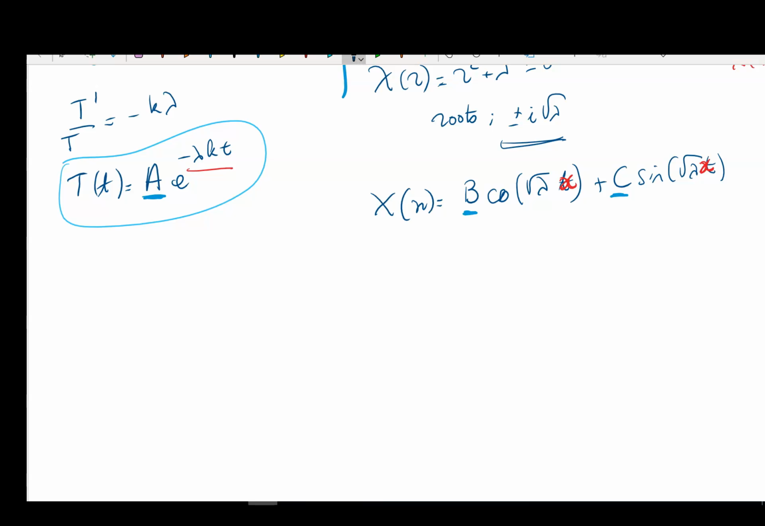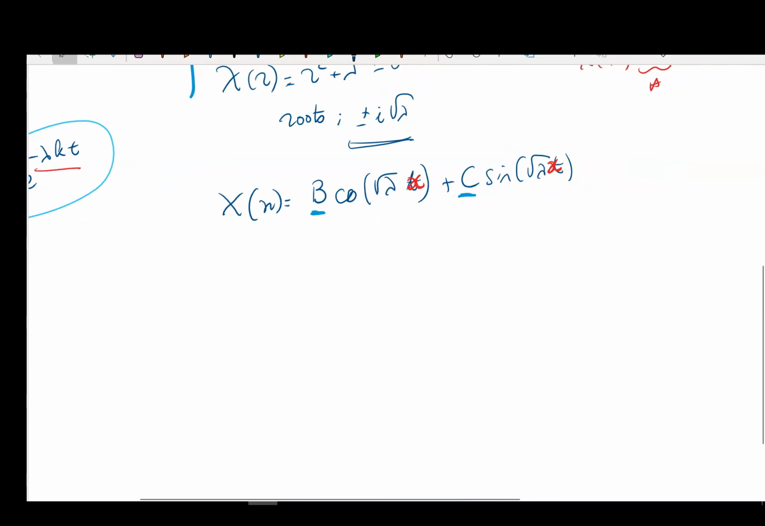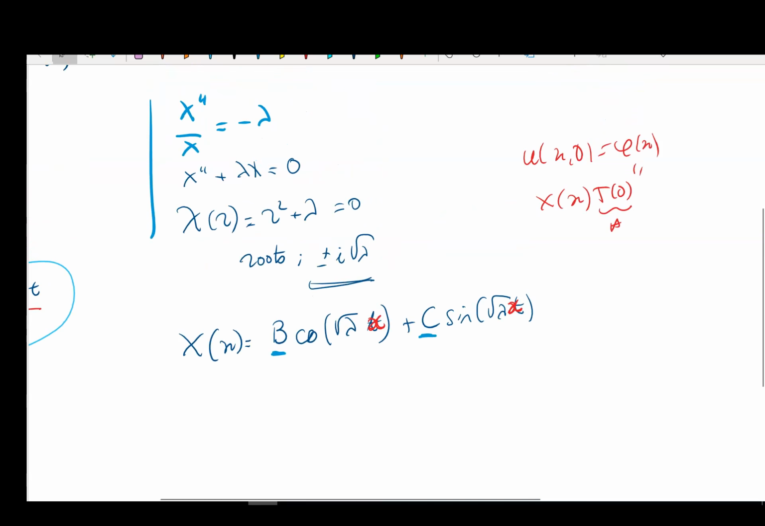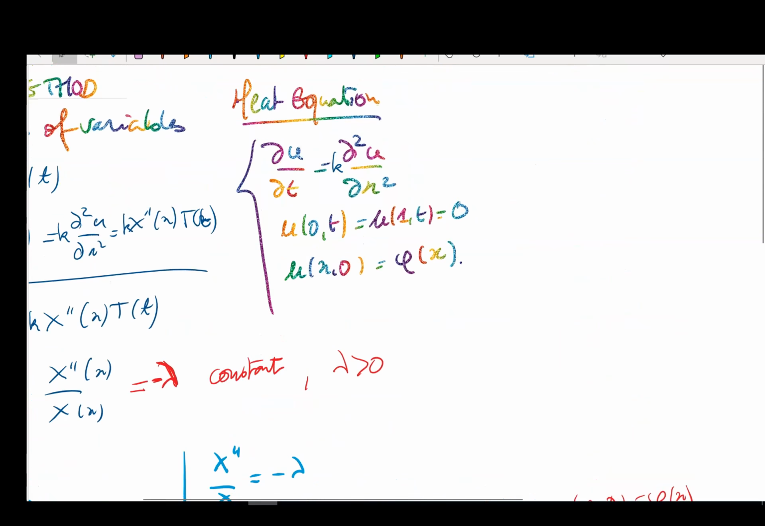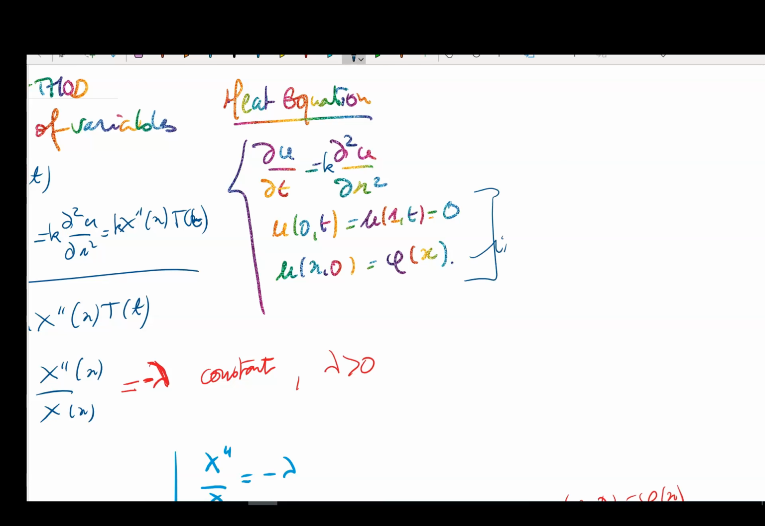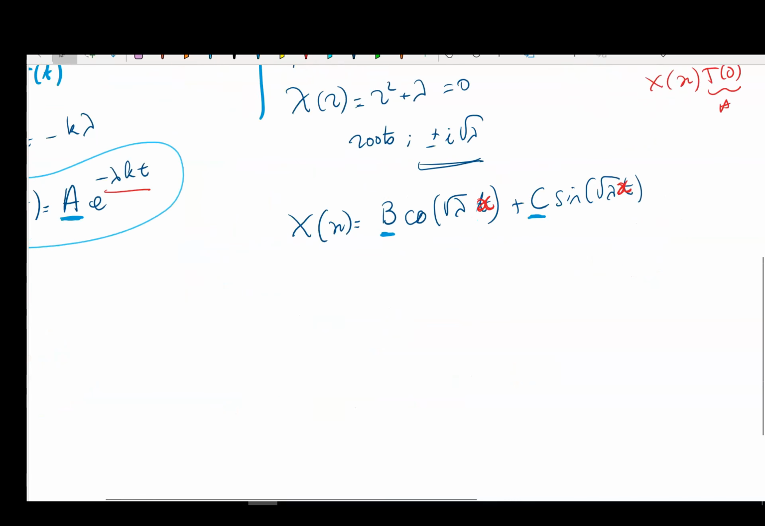So let's sum up what we have found. We have found an expression for t depending on an arbitrary constant a, and an expression of x with arbitrary constants b and c. But these constants are going to be determined by the initial conditions and the boundary conditions. All right, so let's use those. Let's use maybe first the boundary conditions.